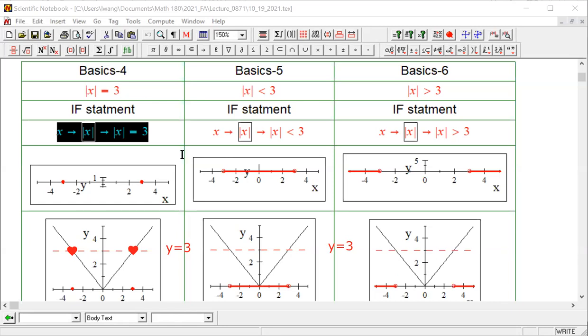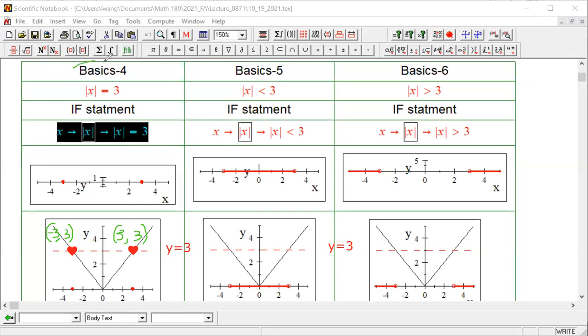For the condition given that we know the output is 3, we have two inputs, -3 and +3, such that when the input is -3, the output is going to be 3, because the absolute value of -3 is +3. And the other point is input 3, output 3. Do you follow me? So these are all the solutions we have.